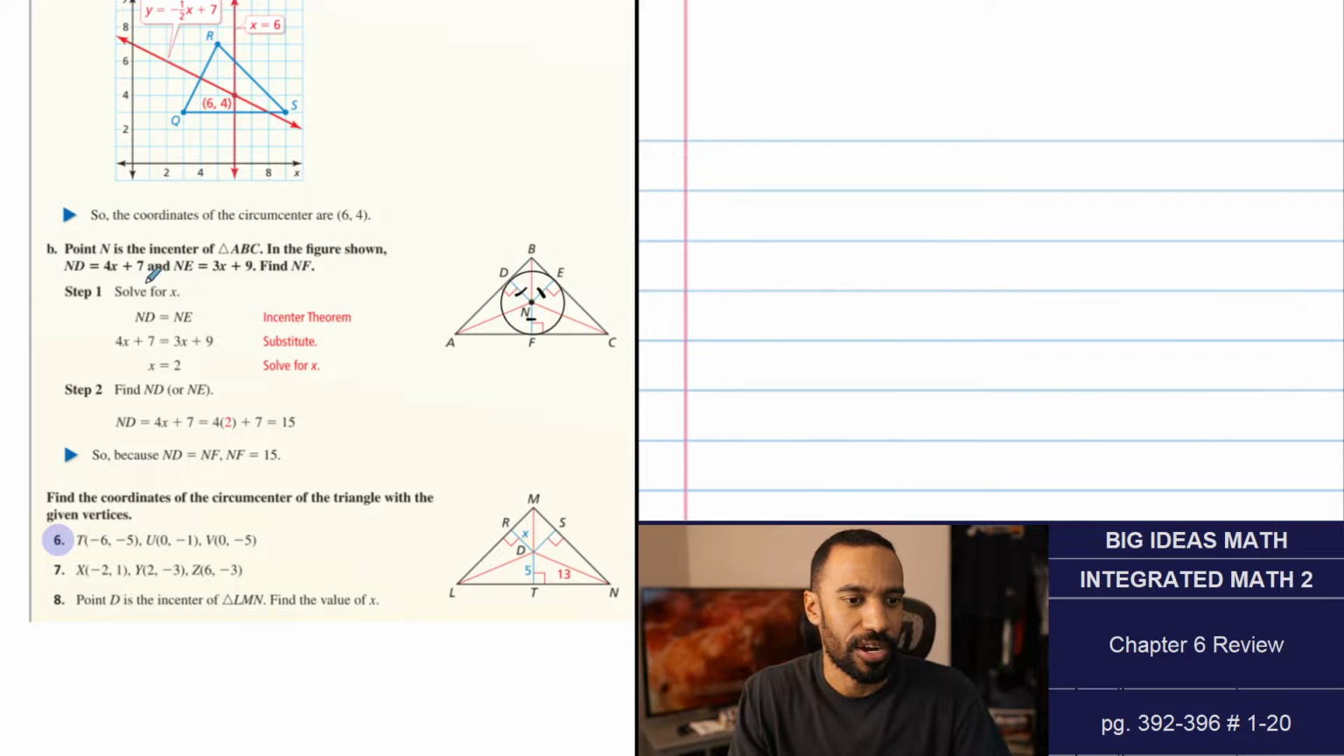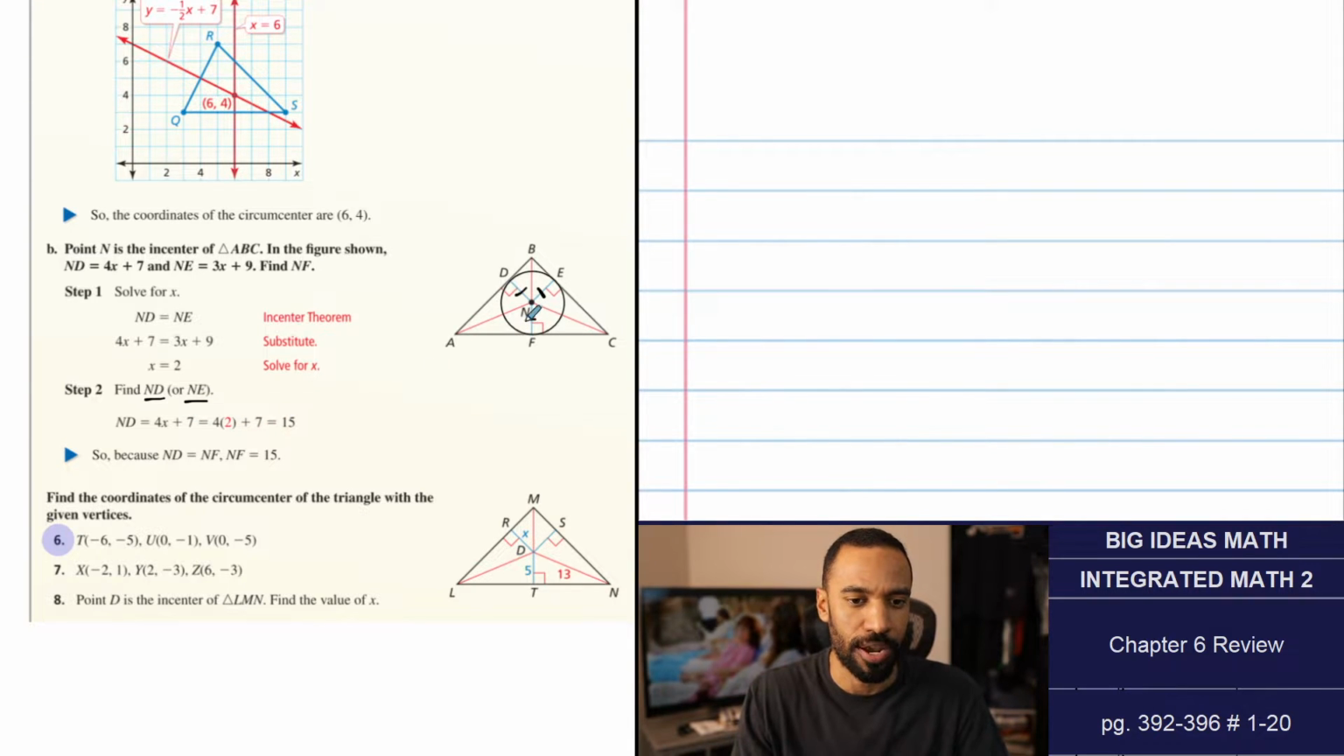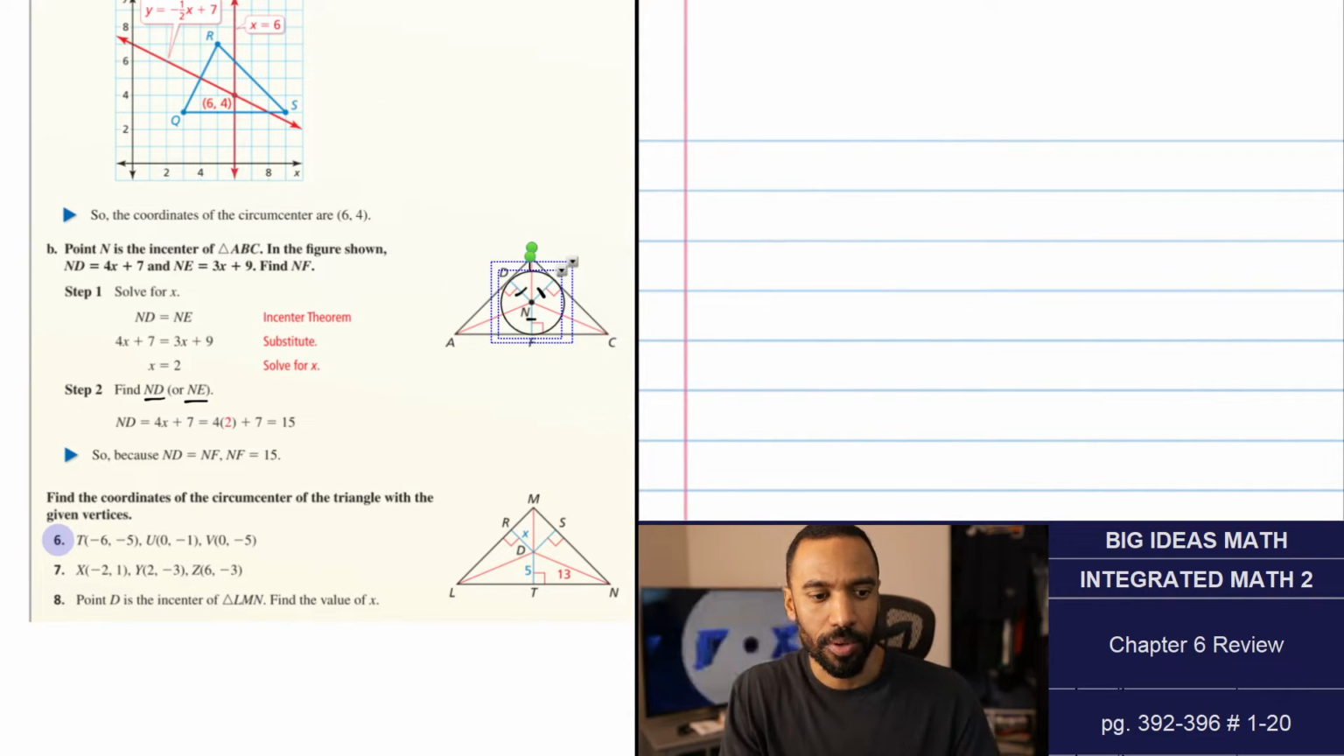And that's what they're kind of doing. Point N is the in-center here. ND is 4x plus 7. This is ND. NE right here is 3x plus 9. They're the same. That's why they set them equal, and they solve. They say find the length of NF, which is the same as those two. So when they solve for x, they can substitute into ND's or NE's algebraic expression. That means if one of them's 15, so are all the others. They're all 15.